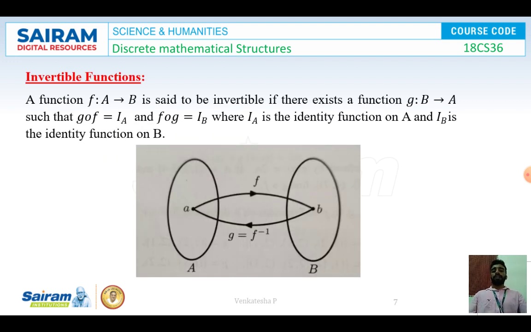So next is the invertible function. To define this invertible function, I'll be taking a function f from A to B. It is said to be invertible if there exists a function g from B to A such that g o f will be equal to IA and f o g will be equal to IB, where this IA and IB are called identity mappings. IA is the identity function of the non-empty set A and IB is the identity function of the non-empty set B.